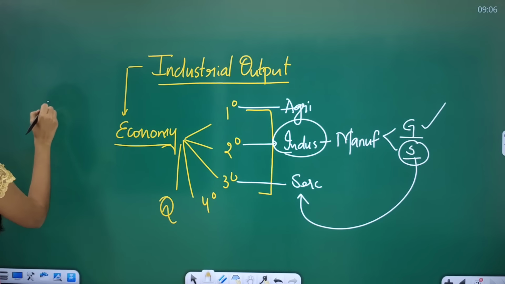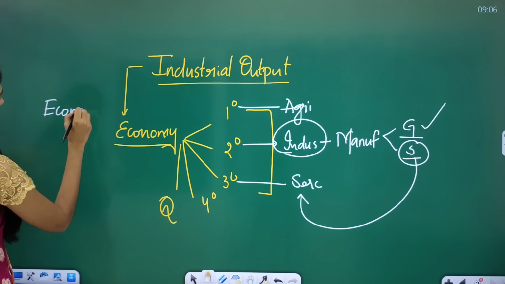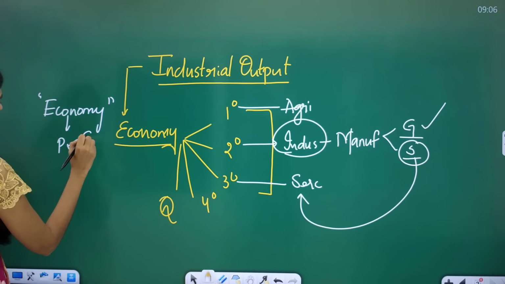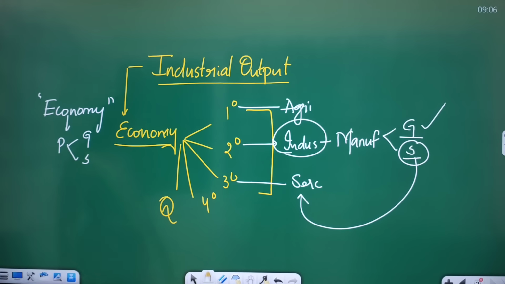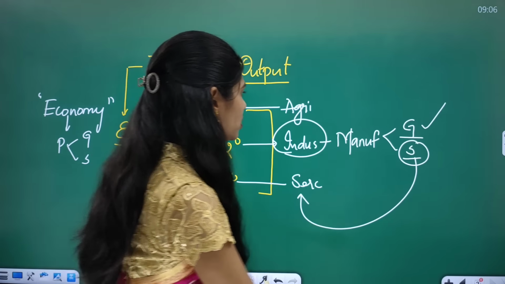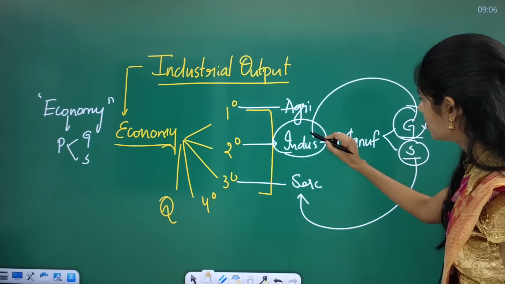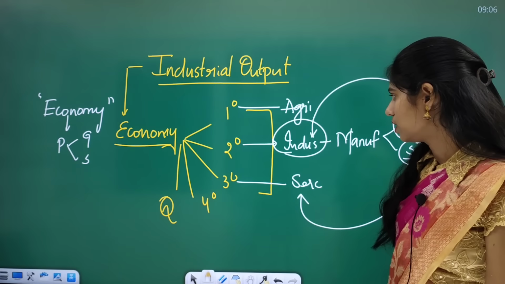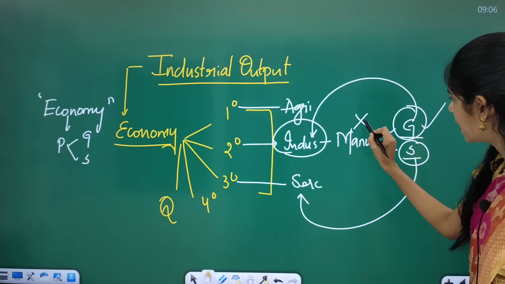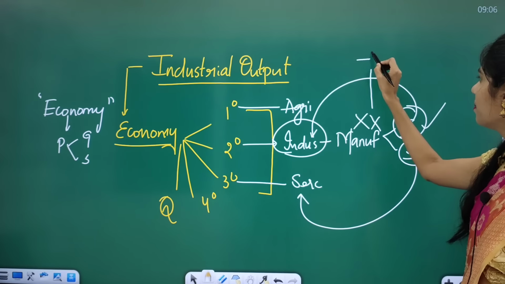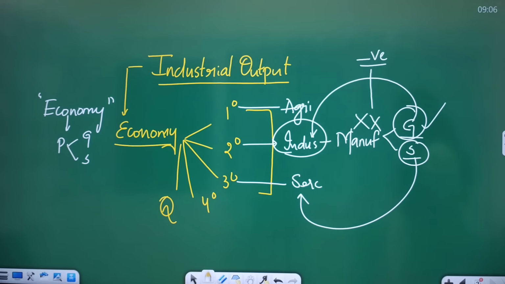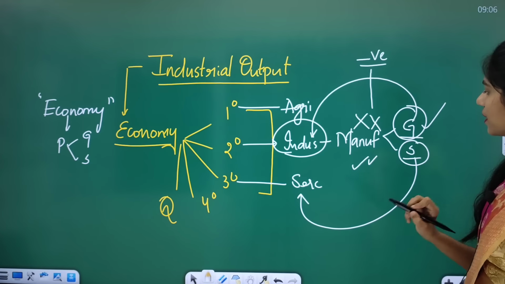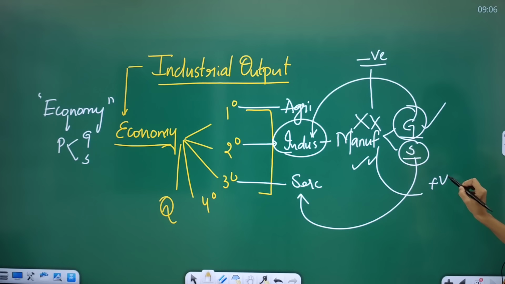If you see the word economy, what is the meaning of the word economy? It is nothing but production of goods and services. Economy is all about this production of goods and services. The goods we produce through the secondary sector, that is industries or manufacturing. If the manufacturing sector is not doing good, it will have a negative impact on our economic growth. Yes or no? And if manufacturing is doing good, we can see positive growth in our economy.